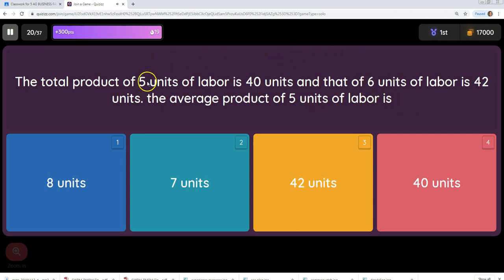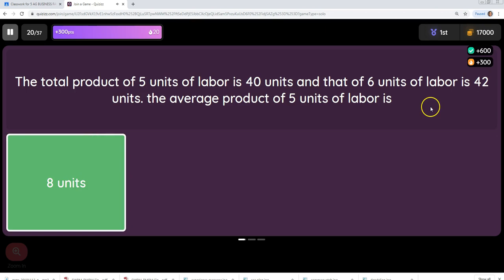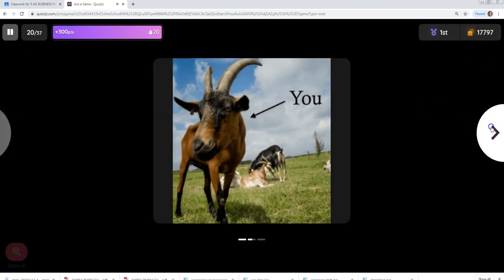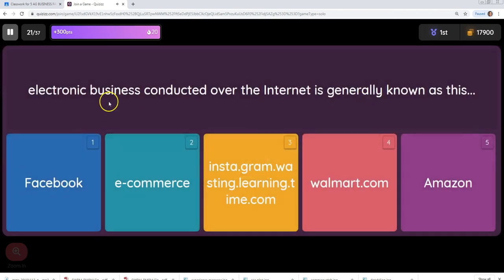40 and 5, and we want to know the average. I say we take the 40 and divide it by those 5 units of labor and see what we get. I would get 8, times 5 is 40. I'm going for this one. There we go. Part divided by the whole.